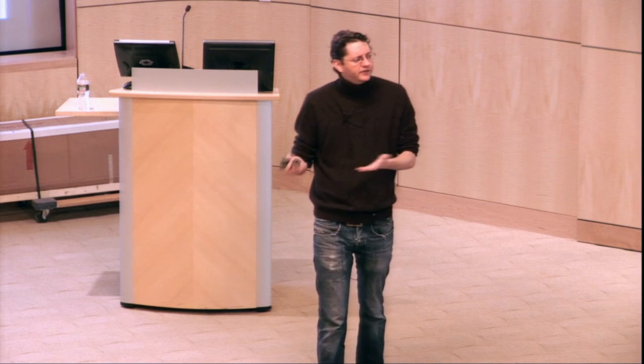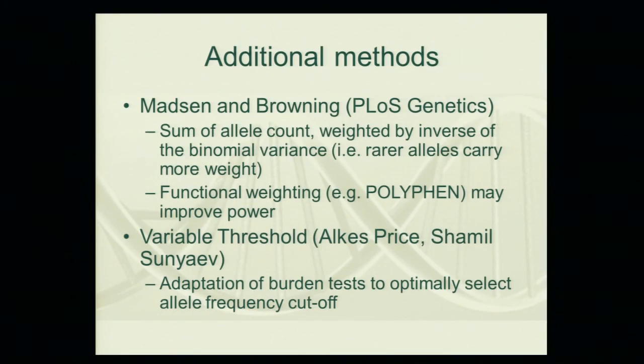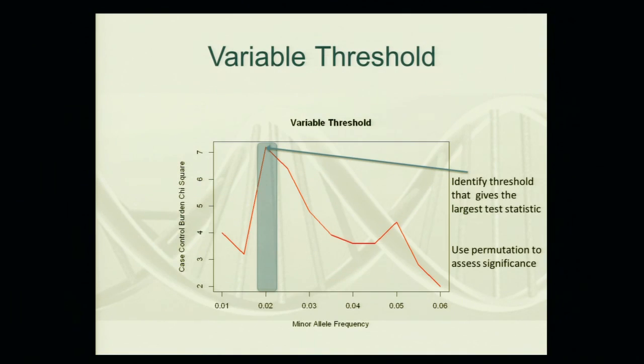But Alkes Price and Shamil Sunyaev and others here locally also hit upon the idea of a variable threshold. So maybe we're not so good at picking what rare should be. Maybe we don't really know where the allele frequency selective coefficient is going to kick in. So why don't we just try them all? To try them all in variable threshold, what we do is we take every minor allele frequency threshold up to a given maximum minor allele frequency that you specify, maybe 5%, maybe 1%, something like that.